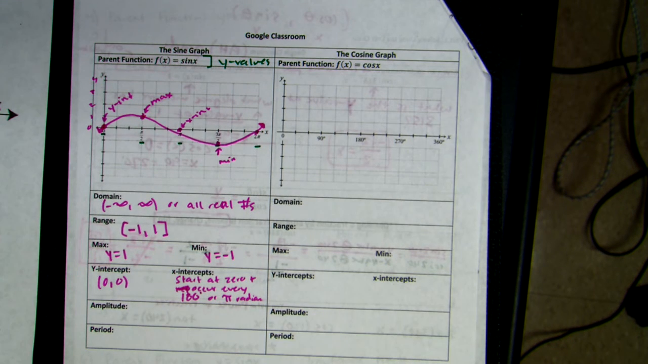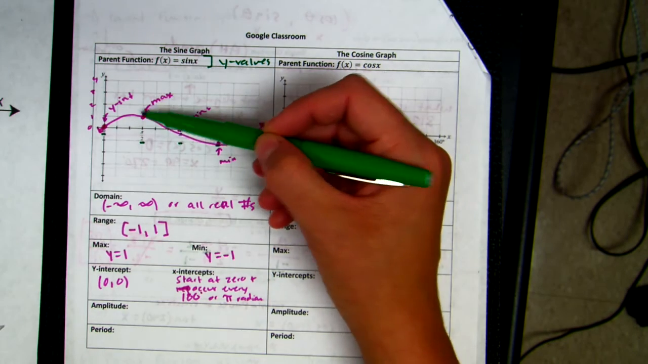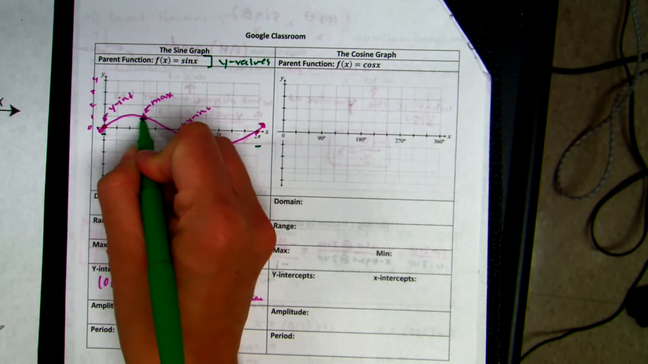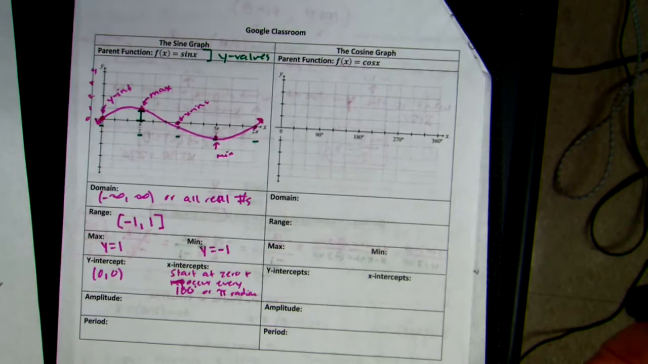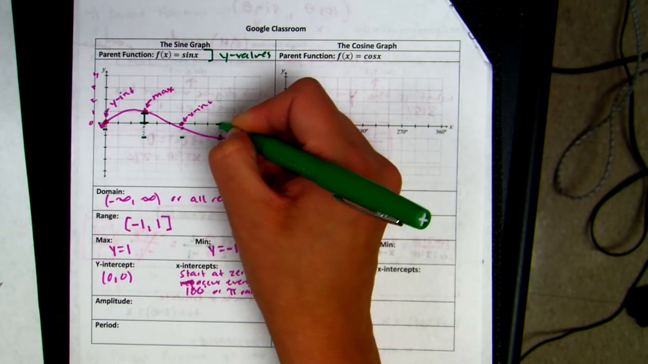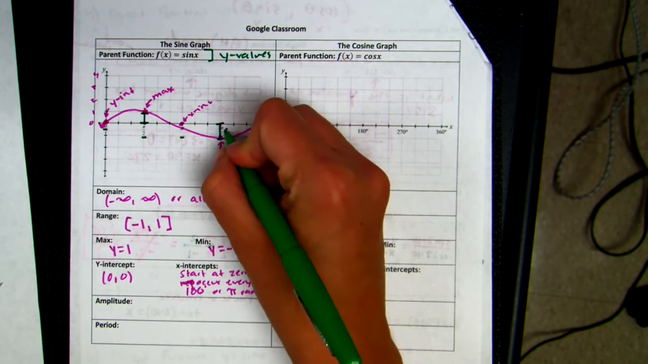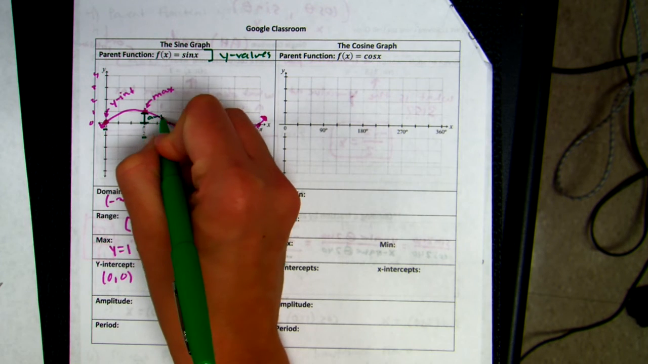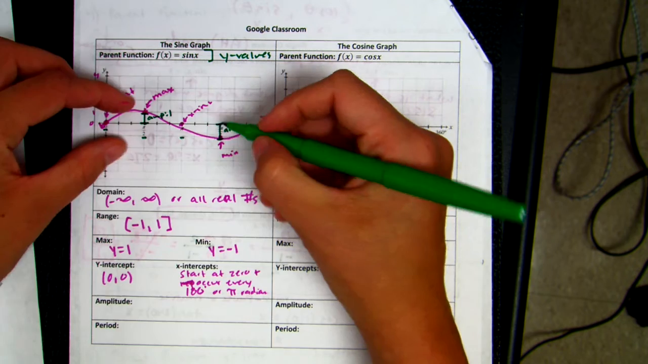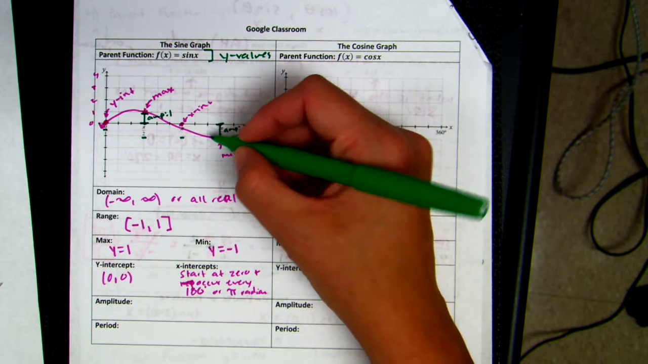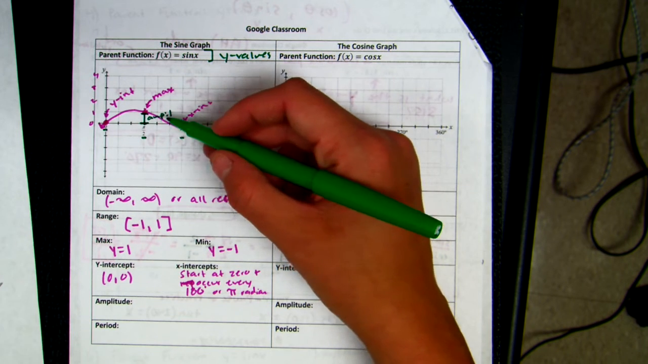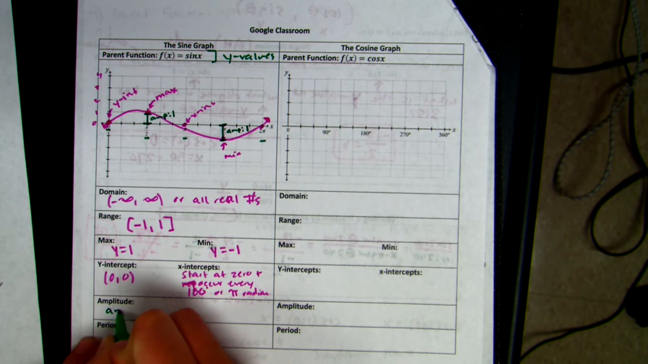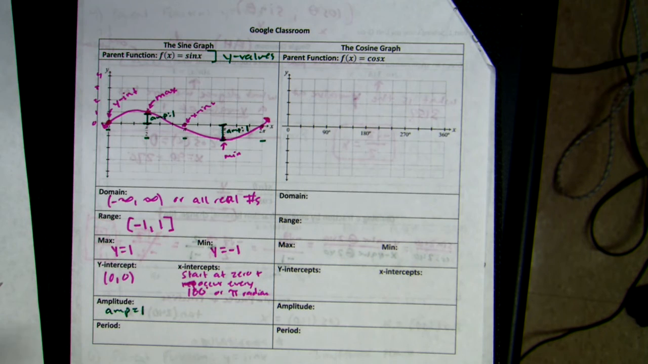The amplitude of the function is the distance from the maximum point to the x-axis or from the minimum point to the x-axis. So my amplitude here is 1. It's also my amplitude here. It should be the same distance from the x-axis to the minimum, from the x-axis to the maximum. So my amplitude here is equal to 1.